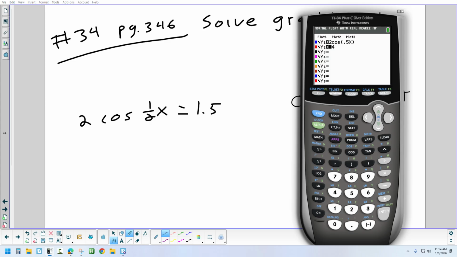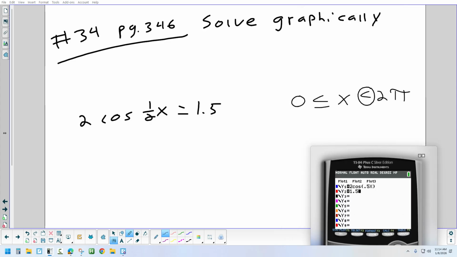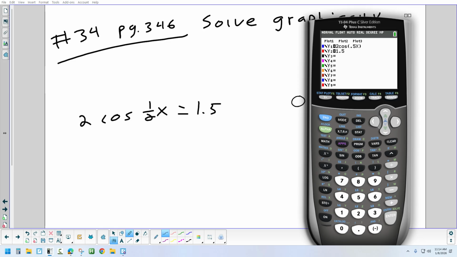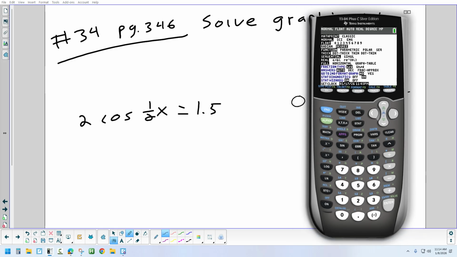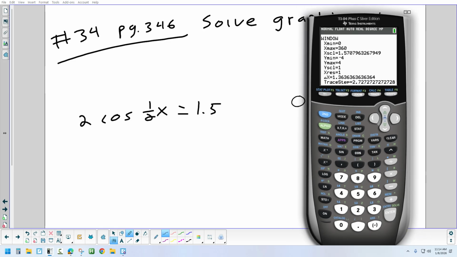And this time we're going to put 1.5 in y2. They said between 0 and 2 pi. I'm already set from the last, oh no, I'm not, I changed it. So I got to change it back to 0 to 2 pi. And I got to change my mode back to what? Yeah, I got to go back to radians. Now I'm all set.